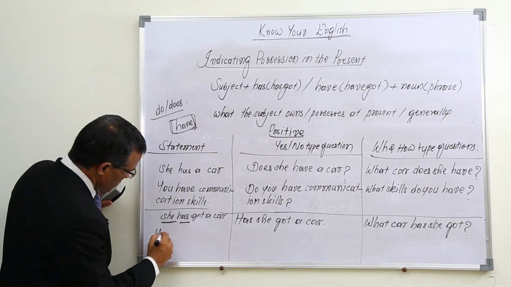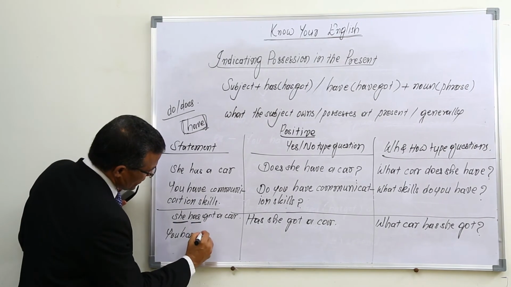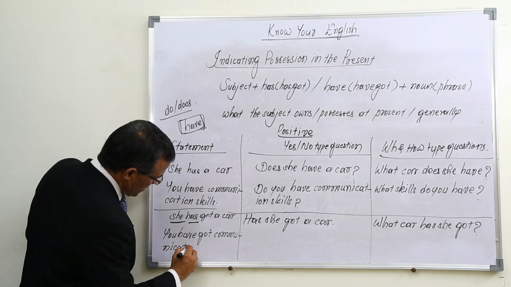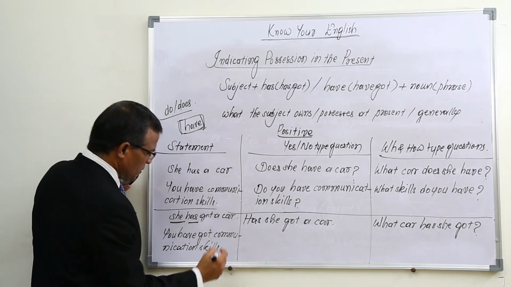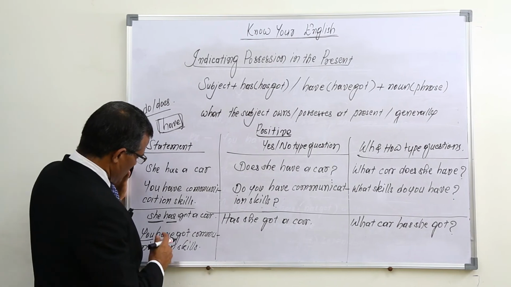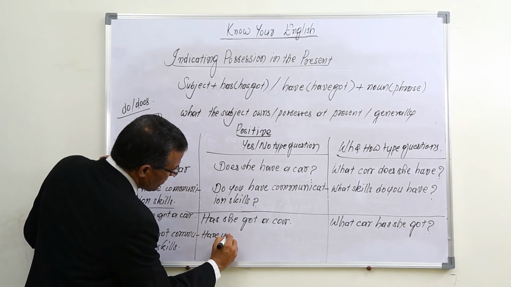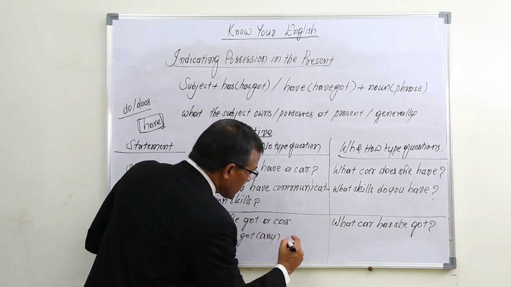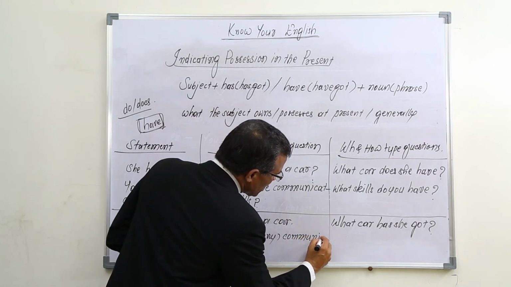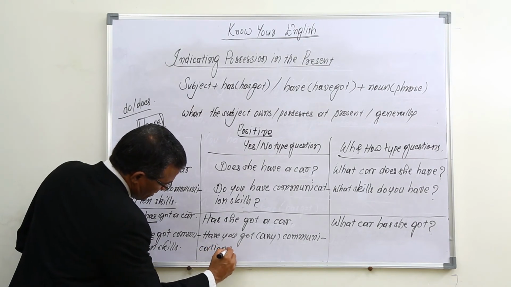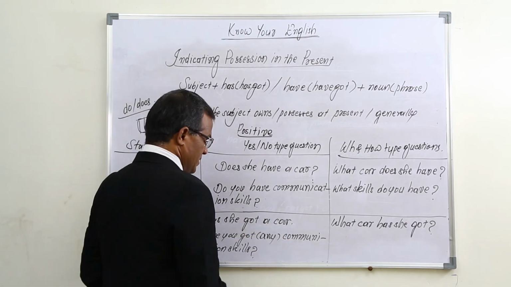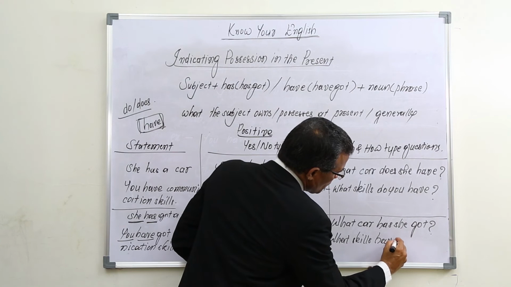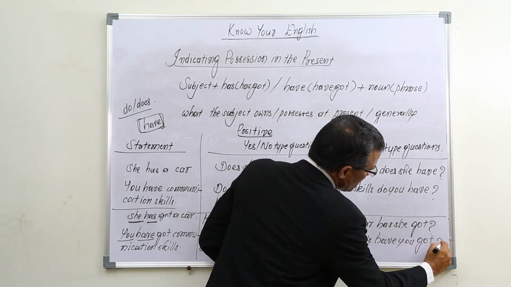And for example, instead of you have, I am using you have got communication skills. You have got communication skills. If you say you have got communication skills, simply you have to change the order of the subject and have. Then the question is, have you got, we can sometimes use any also. Have you got any communication skills? Have you got any communication skills is the question. And the WH question, what skills have you got? So in this way we put the questions.